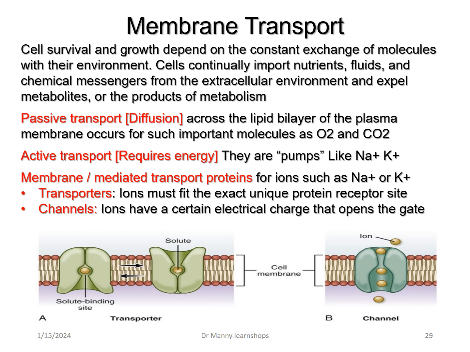Now, there are transporters, and for transporters, ions must fit exactly into a unique protein receptor. It's like a lock and a key. Then you have channels. Channels have certain electrical charges that open the gates. So, for example, there are sodium channels that can only be opened by a positive charge. There are channels related to ions that have a negative charge, like chloride.